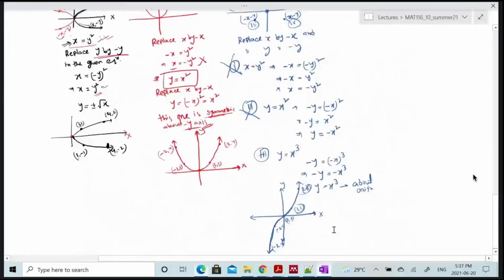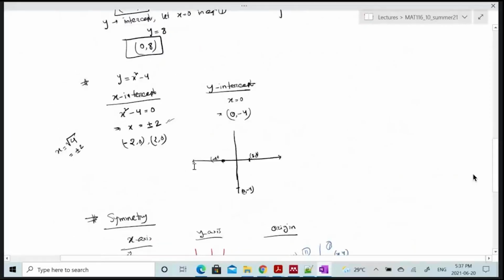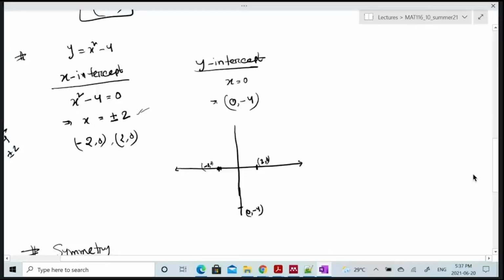Oh, I'm sorry, I forgot. I told you that I'm going to draw the graph of this function after we learn the symmetry. So remember this function we were trying to draw? We found the intercepts, and then we didn't know what we should do. It looks like a triangle.